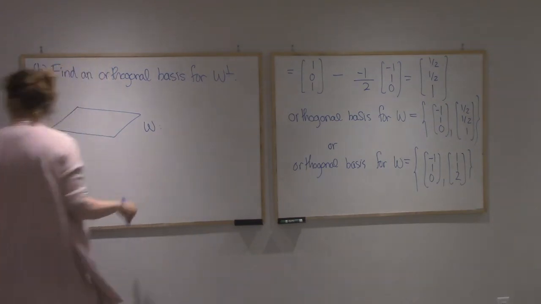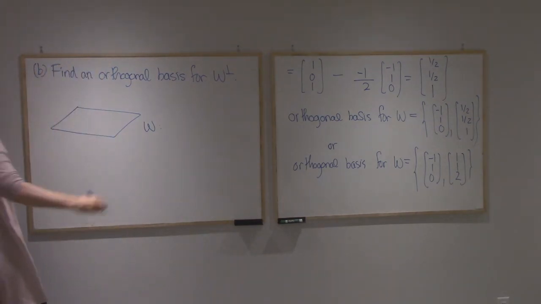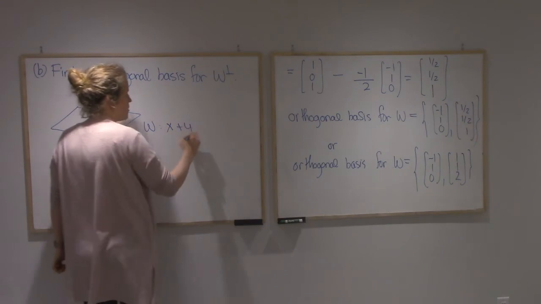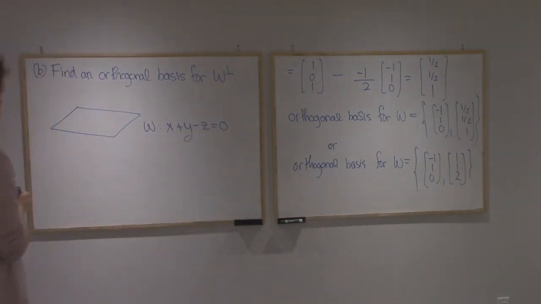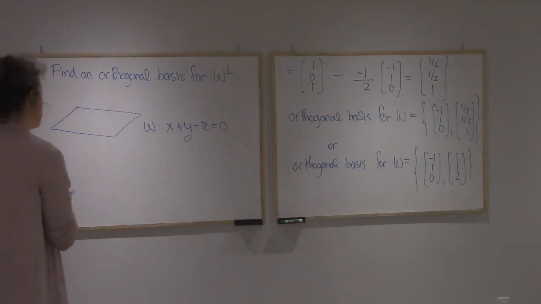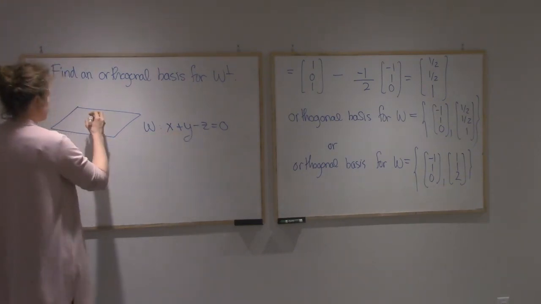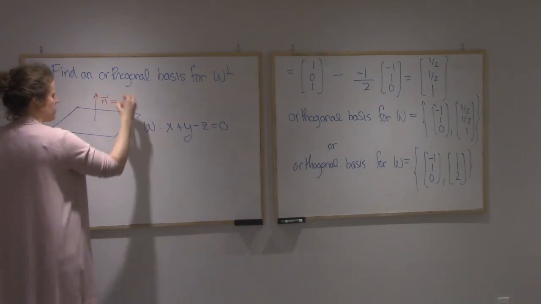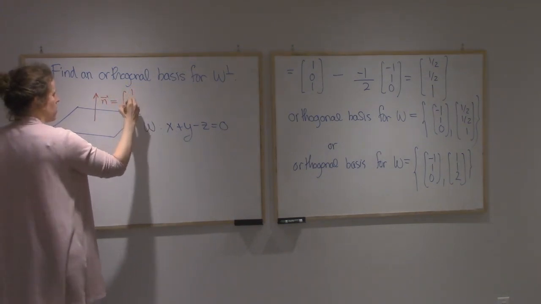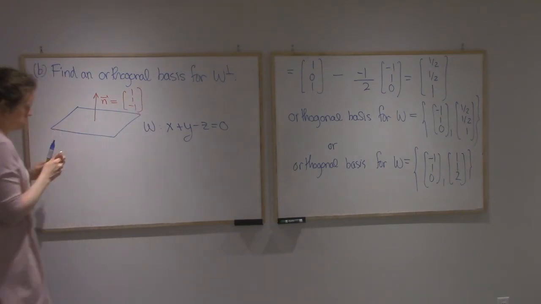W was the plane x plus y minus z equals 0. And so we know that the coefficient gives us the normal vector. So I have a normal vector of 1, 1, minus 1.